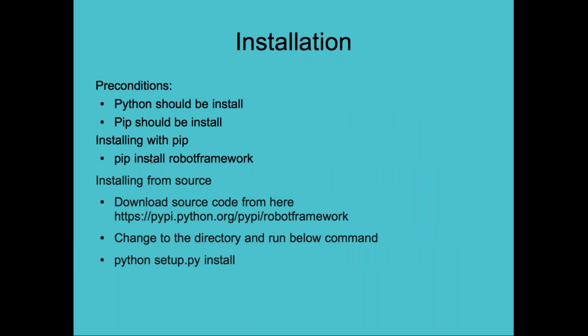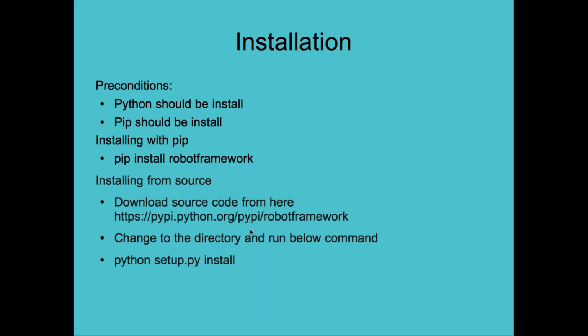Next, let's say you have not installed pip, or you have some issue with pip, then we can install from source. The source code of Robot Framework is in this location. You can open this URL and download the source code from here. This will download one tar file. You can extract the tar, change to the robotframework directory, and there you can see a setup.py file. You can execute python setup.py install, and this will install Robot Framework.